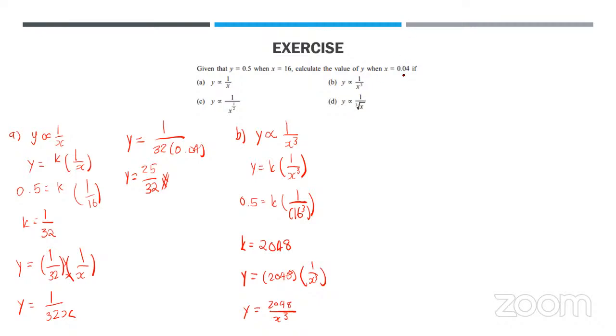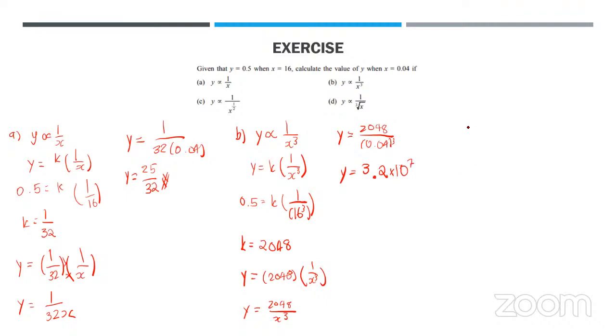Now you want to find y when x is equal to 0.04. So now you just sub x back into the equation. 0.04 cubed. You just put that in a calculator. You get a very big number, 32 million. I like to put my answers in standard form. So we'll just do that. 3.2 times 10 to the power 7 or 32 million.